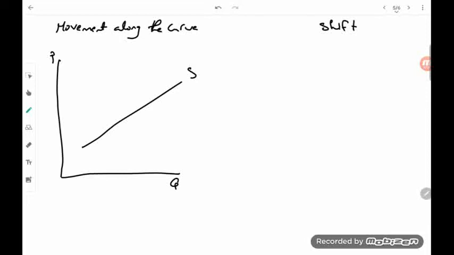This is the supply curve. As price increases from P1 to P2, quantity supplied is going to increase from Q1 to Q2, and we are going to move from point A to point B along the same curve. What about shifts? Shifts are caused by changes in a number of factors. What are the factors that affect supply?